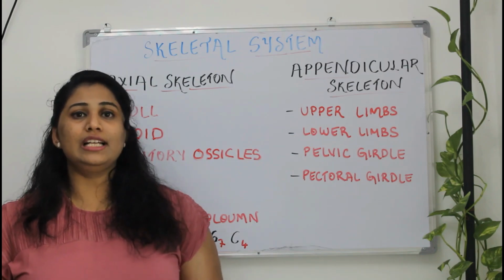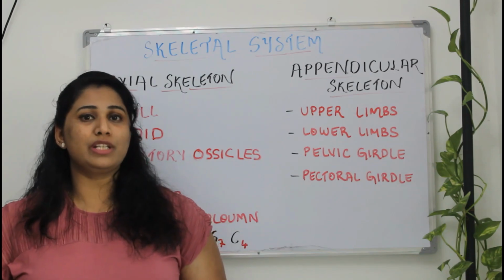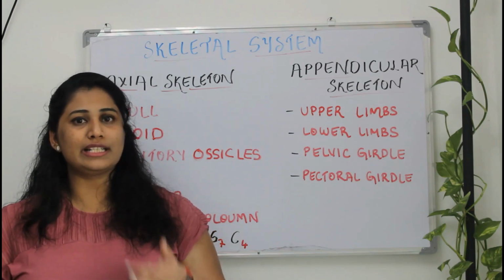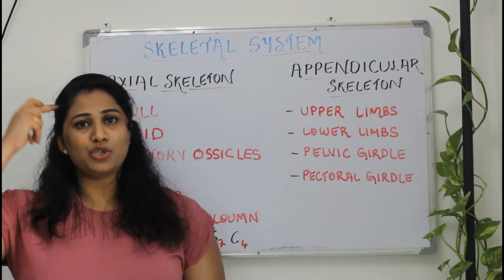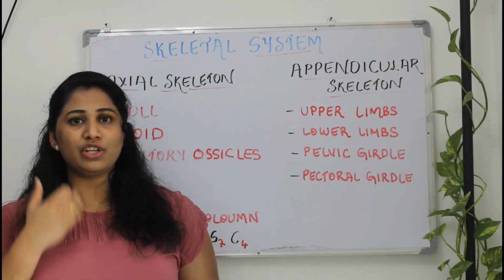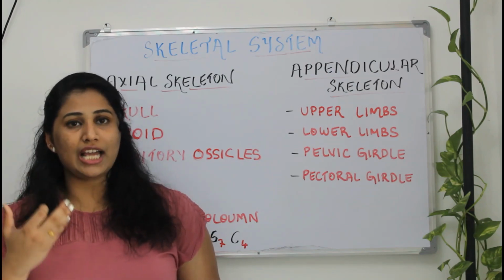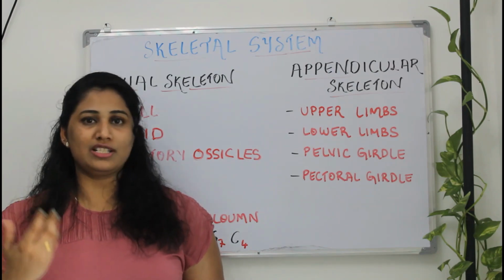So in the skull, the main thing you are supposed to know is that there are 22 bones, and 21 are fused and one is not fused, that is the mandible. The superior portion is the cranium, which covers the brain, and the inferior portion is the facial bones, which support the eyes, nose, mouth and all these organs.